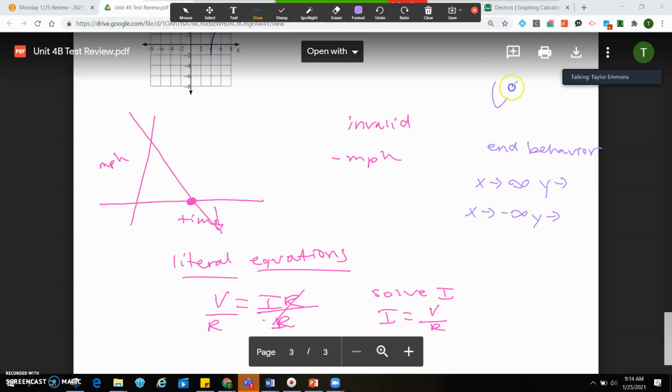So if I had a graph that looks like this, as x is going to the right, what's happening to my y? It's getting bigger. As x is going to the left, what's happening to my y? It's getting bigger. So end behavior is starting from that 0, 0 point and looking to the right and then looking to the left.